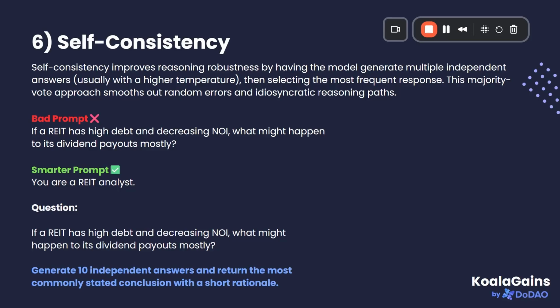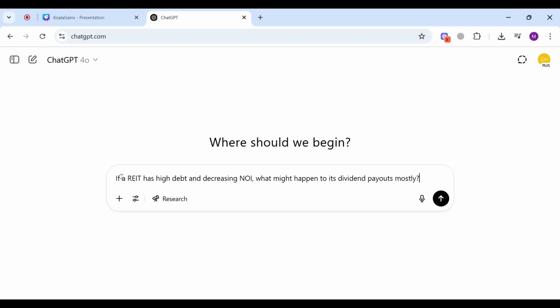We'll try to solve this problem using two prompts. One will be without self-consistency, and the other will use self-consistency. Let's see what difference we get in the results. Here, I'm writing a simple and straightforward prompt where I'm asking my question directly. If the REIT has a high debt and decreasing net operating income, what might happen to its dividend payouts mostly?